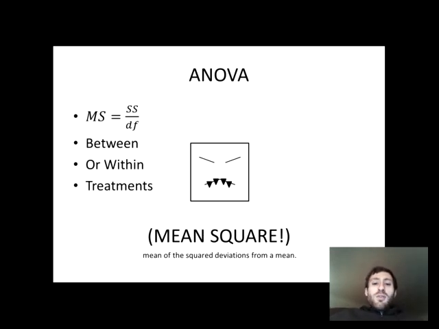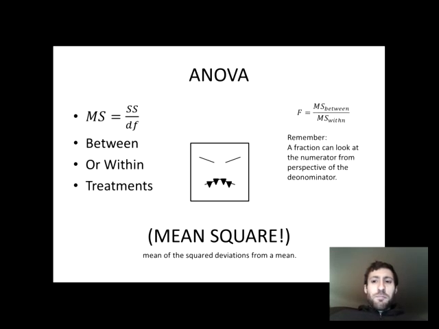Now when we're looking at ANOVA, the mean square, we're going to break into two parts, okay? One is going to be the between treatments mean square value, and the other is going to be the within treatments mean squared value. And once we get those two values, we're going to have a new statistic which we call the F, okay? And F is the mean squared value for between treatments divided by the mean squared value within treatments.